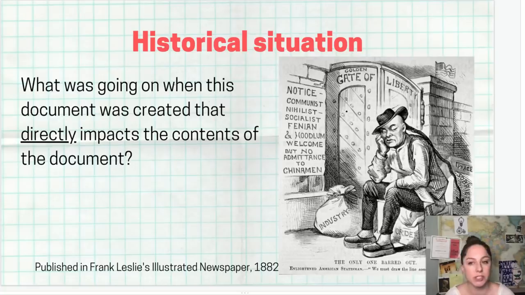First, historical situation. Historical situation means what was going on when this document was created that directly impacts the contents of the document.